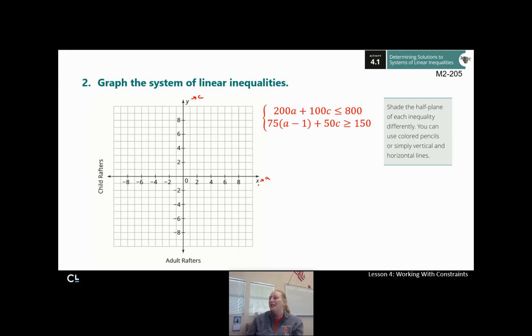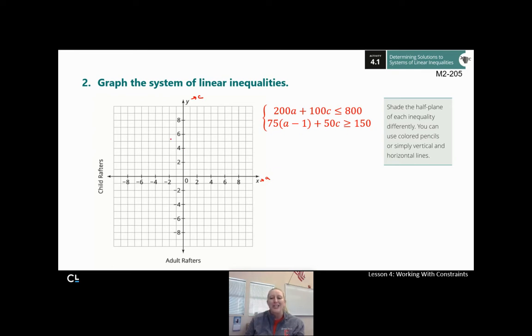So if you want to, instead of an X, you can make that an A. Instead of a Y, you can make that a C, if it makes it easier for you to figure this out. So don't panic. You know how to graph inequalities. You did this last time. So you're going to graph the first inequality, straight line, solid line or dashed line, shade your half plane, then do the same thing for the second one.